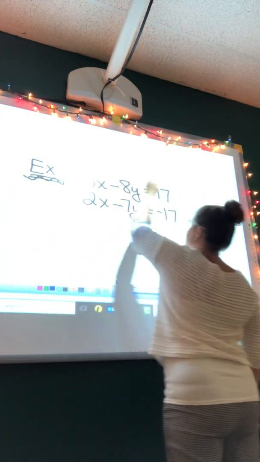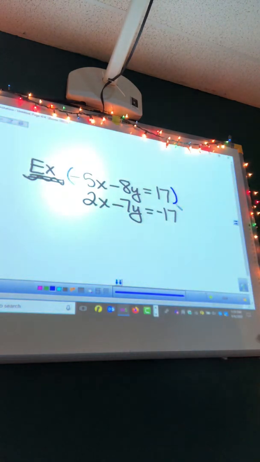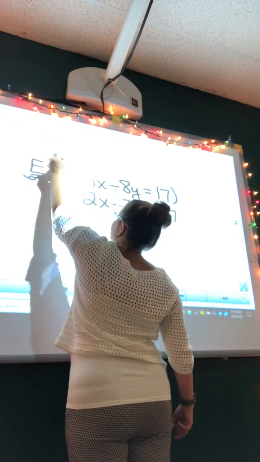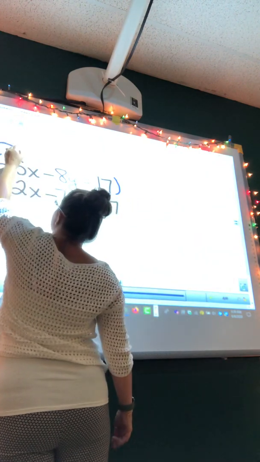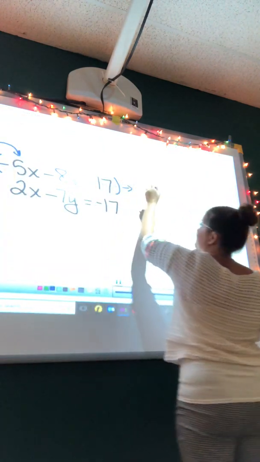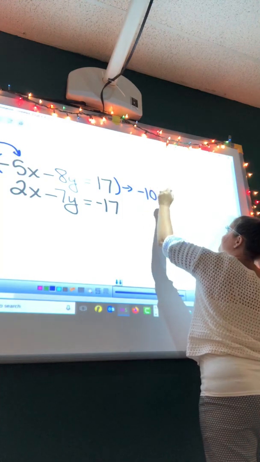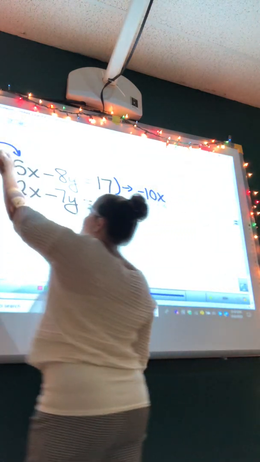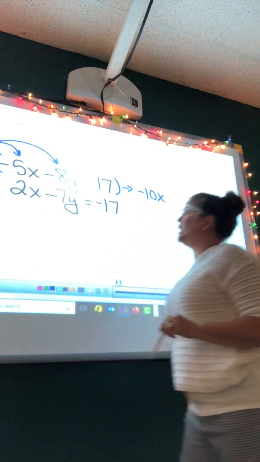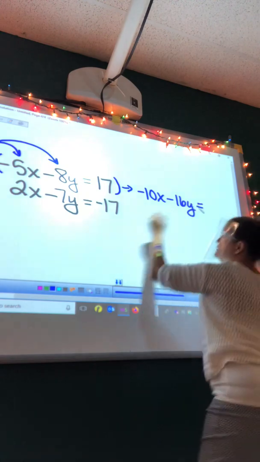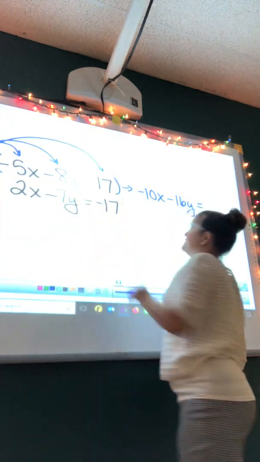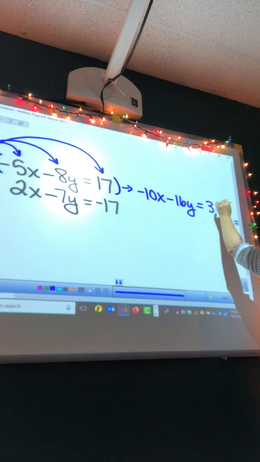So what do I have to multiply that -5 by to get -10? 2. So I'm multiplying the top equation by 2. And we're going to write the new equations over here. 2 times -5x is really what? Did I do good math? 2 times -8y. Thank you. And equals 2 times 17. Is that good math? All right.